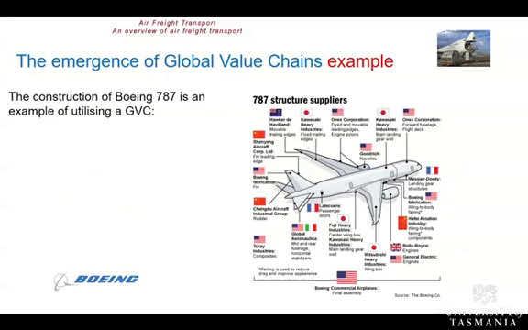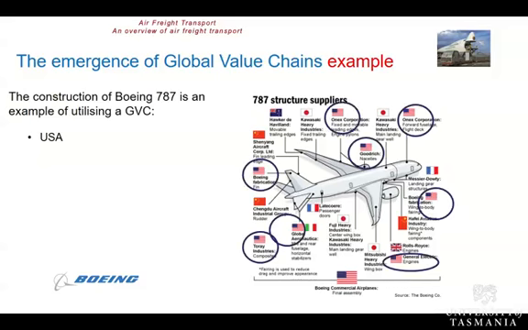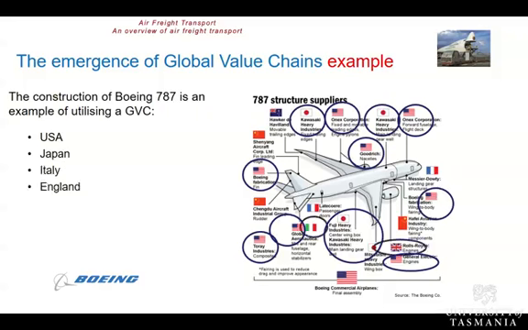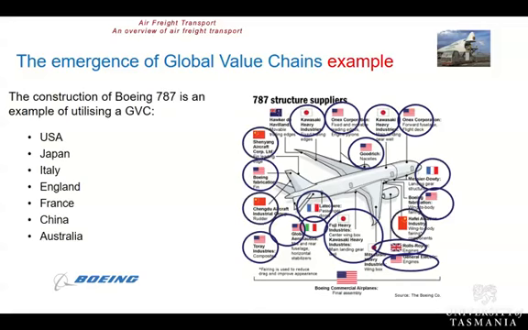Probably the classic example of a global value chain that relates to aviation is the Boeing 787. So for this particular aircraft, this is Boeing, obviously a United States company. They've got a number of manufacturing facilities in the United States. They've got facilities in Japan, Italy, England, France, China, Australia, before it comes together and is assembled in the United States. So that's effectively all held together by the movement of goods by virtue of air cargo.